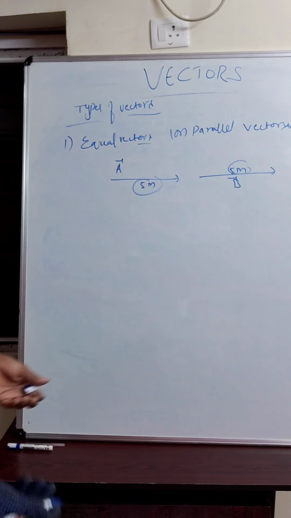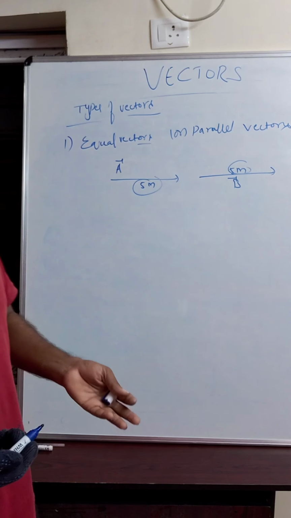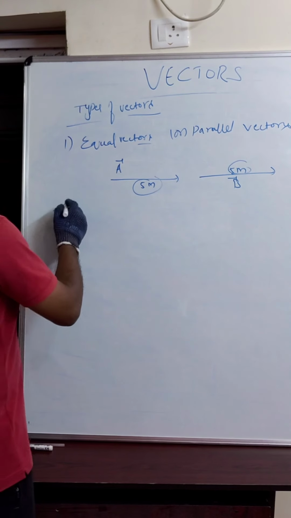Another type of vectors are called like vectors. So, like vectors and unlike vectors. Okay, like vectors.